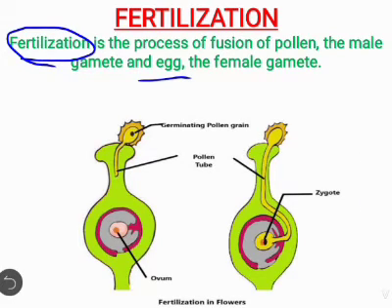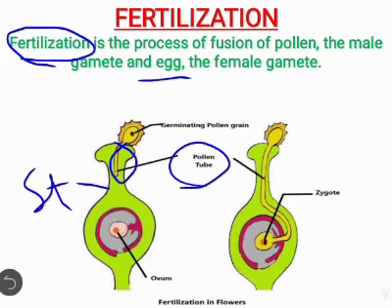When a pollen grain falls on the stigma of a flower of the same kind, the pollen develops a long tube which is known as the pollen tube. This is a pollen tube. The pollen tube grows downward through the style. This is the style of the carpel, towards the ovary. The male gametes are inside the pollen tube.